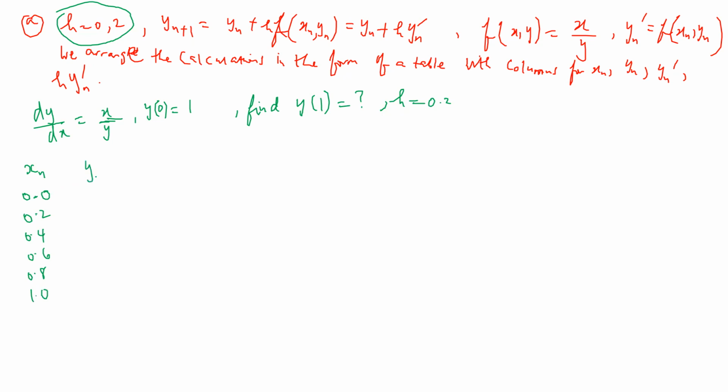And then we have yn. Okay. What is y at 0? Is 1. So it's going to be 1.0. Okay. Now we're going to do the calculations. Let me just put the columns here. Then now we have yn primed.